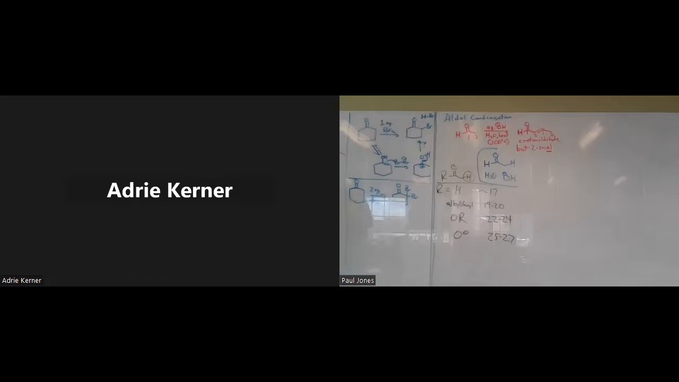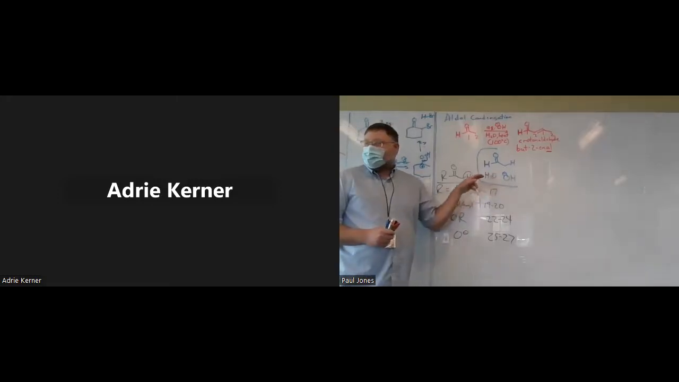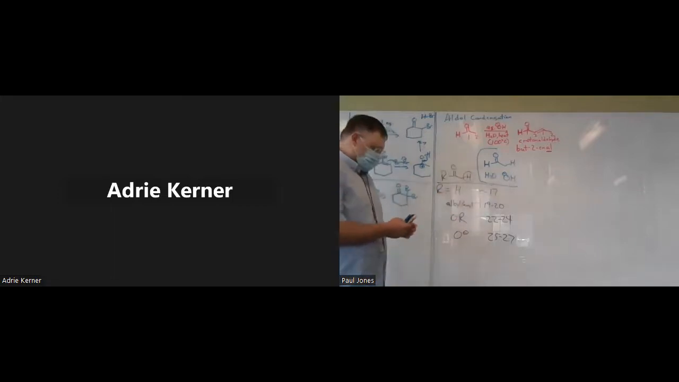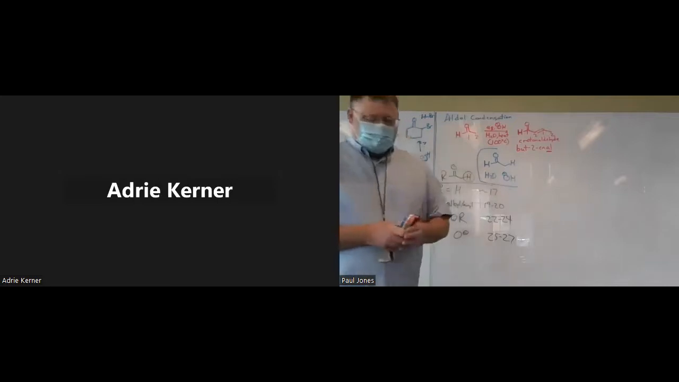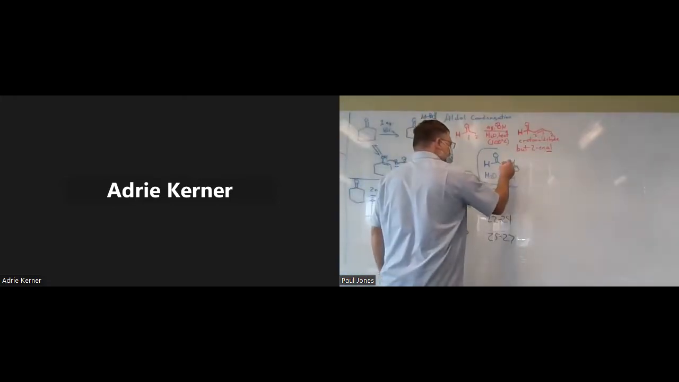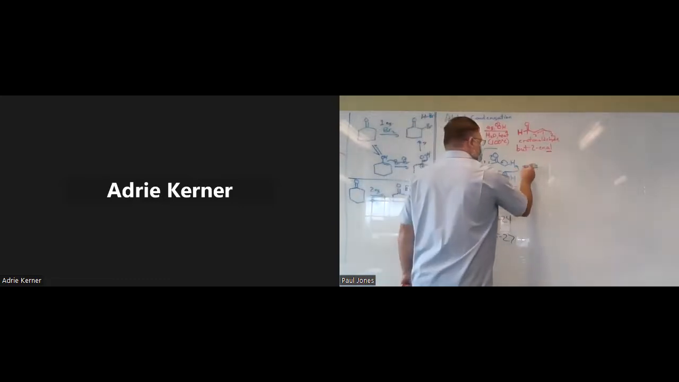So conditions are what? They're basic. So we're going to make bases. Which one of these is a stronger base? Hydroxide is a stronger base, right? Hydroxide, a lot of electron density on that O. That is going to be our base. All right, so hydroxide is going to take this proton. We get an equilibrium with the enolate.